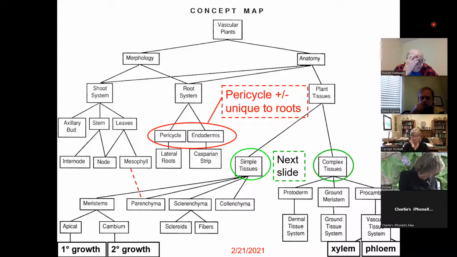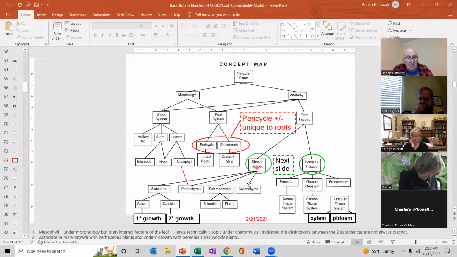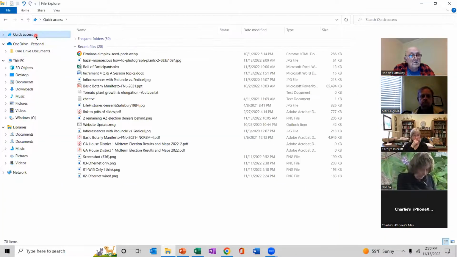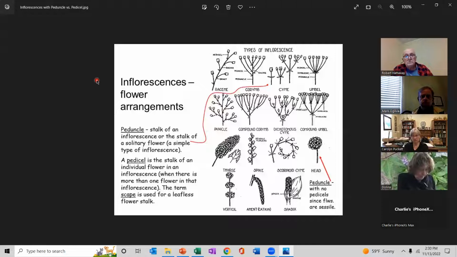There was one other thing that I sent y'all recently, in the recent slide sets. This whole thing was about inflorescences, and I modified it just to try to get the distinction between pedicel and peduncle. And that's a difficult concept.